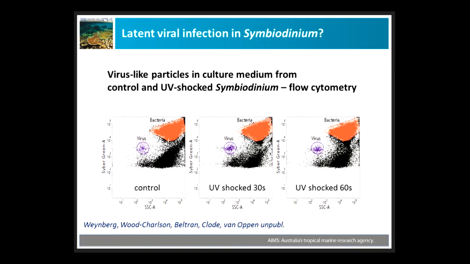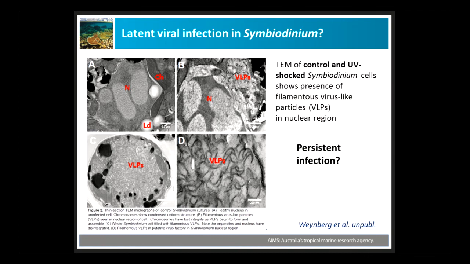We then looked at these Symbiodinium cells using transmission electron microscopy. Here in the left-hand corner, this is a healthy cell with the nucleus with condensed chromosomes, chloroplasts, lipid droplets. It looks pretty normal. But we also had cells at various stages of disintegration. Here we can see the nucleus, which is starting to disintegrate, and we see viral-like particles occurring here. This is the later stage of disintegration, and the cell is completely full of these viral-like particles. In figure D, we see a close-up of these viral-like particles.